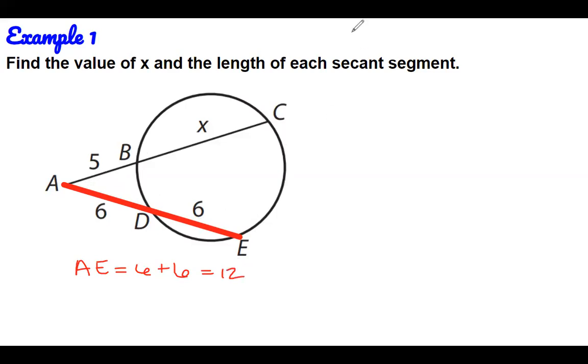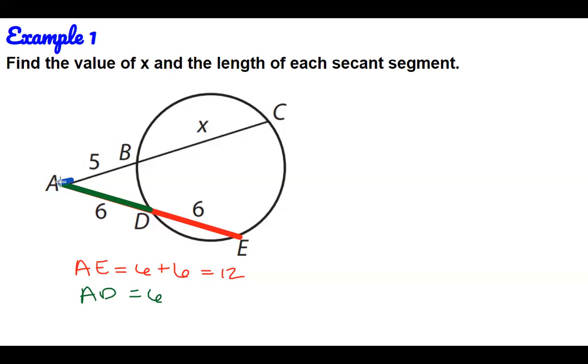Okay. Now, let's identify the exterior part. What's the exterior part? A to D, which is 6. So AD, let me highlight that. AD equals 6. Okay. Now, let's go on to the next secant line.